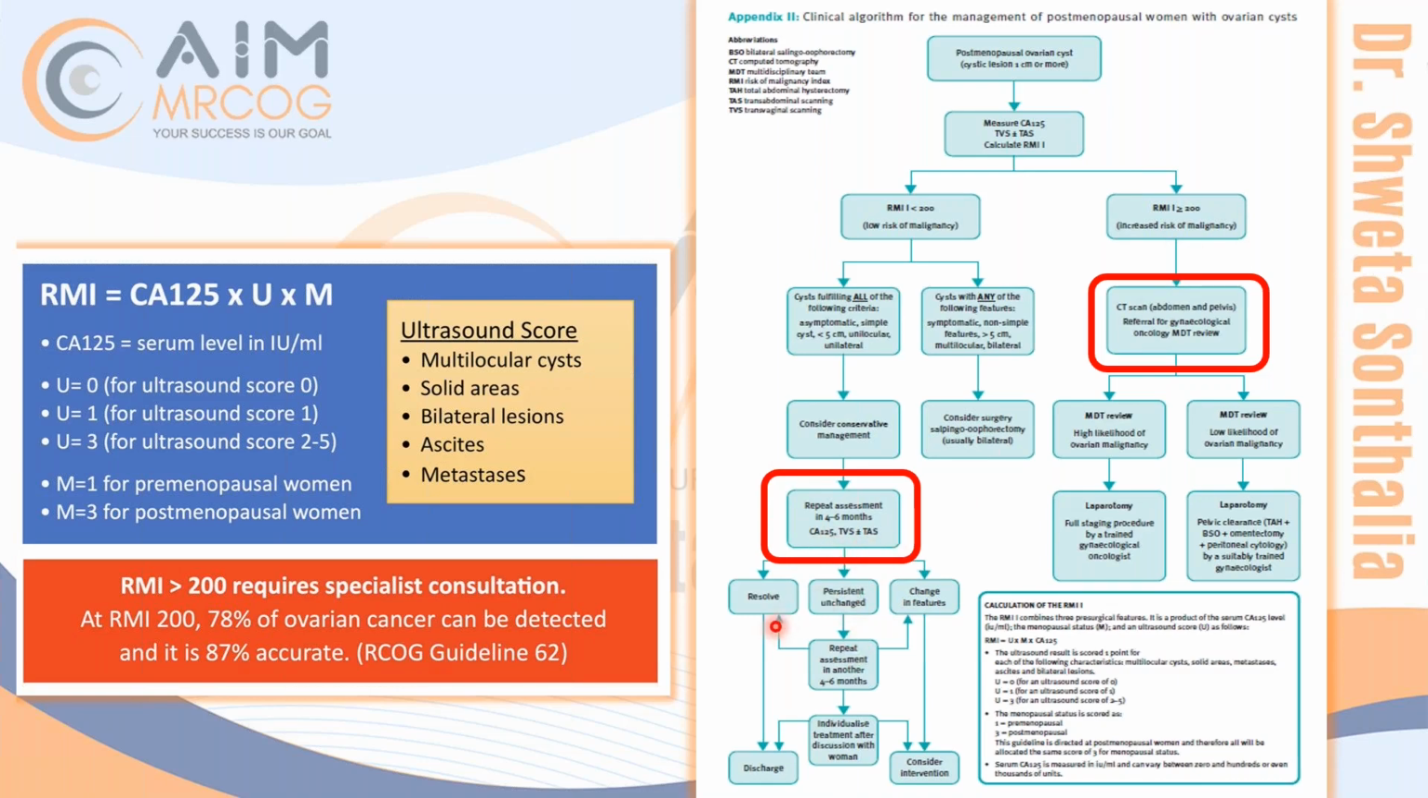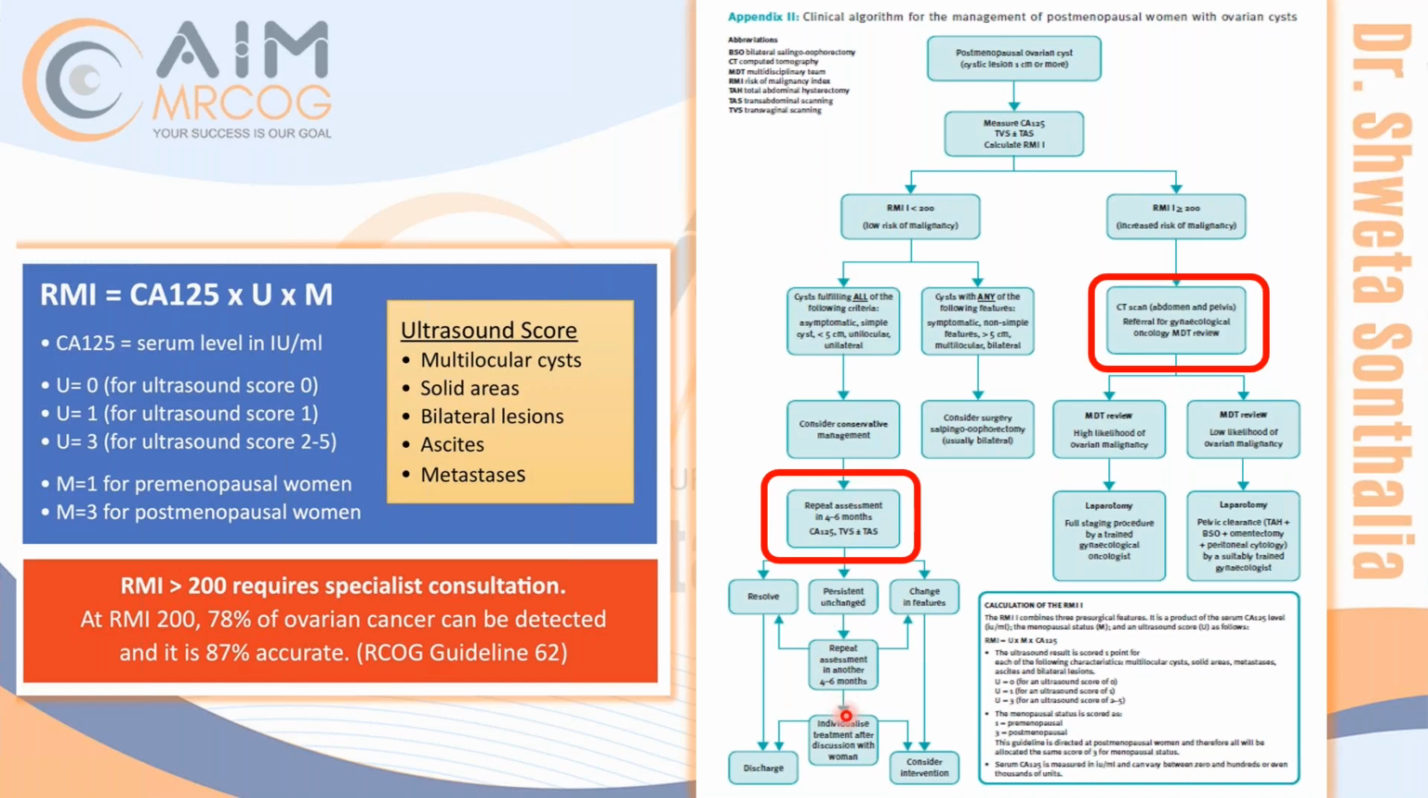And then accordingly, you will go in further in the algorithm. Now, if in your follow-up scan it resolves, then you will discharge her to GP care. If it is the same, there is no change, persistent unchanged, then you have to do the repeat assessment in another 4 to 6 months. So one time, two times, right?